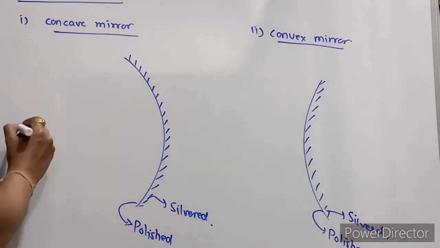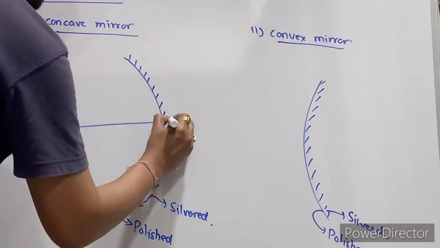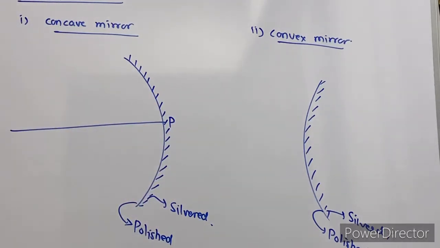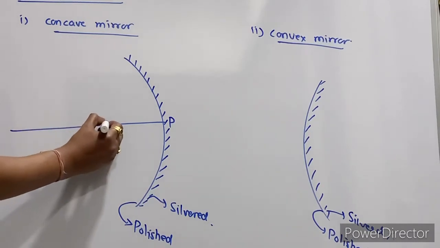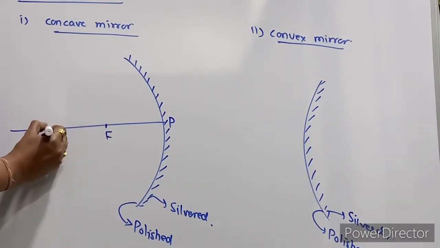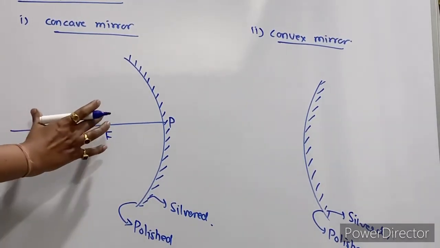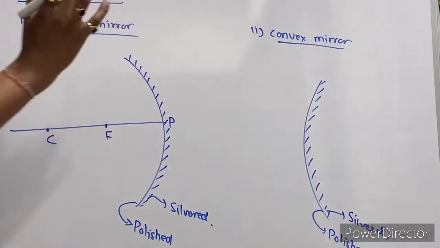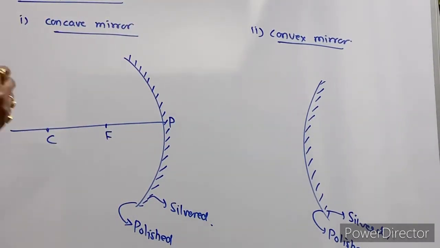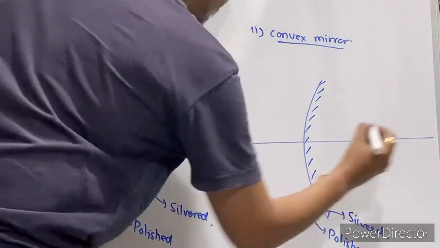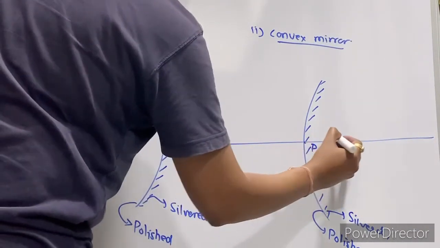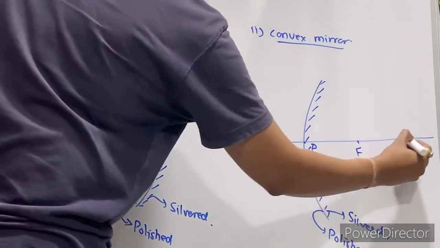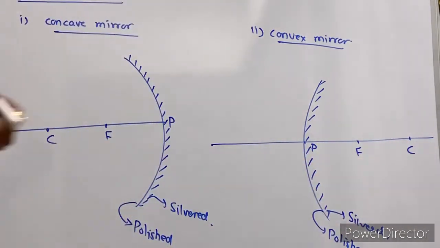This is the principal axis. This is the pole, right? Now this is the focus. This is the center of curvature. This distance CF and PF has to be equal. Similarly over here, this is the principal axis. This is the pole. This is your focus. This is the center of curvature.